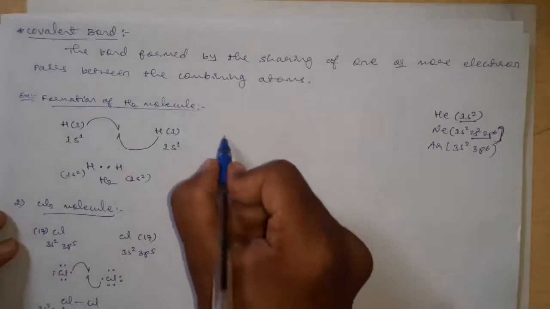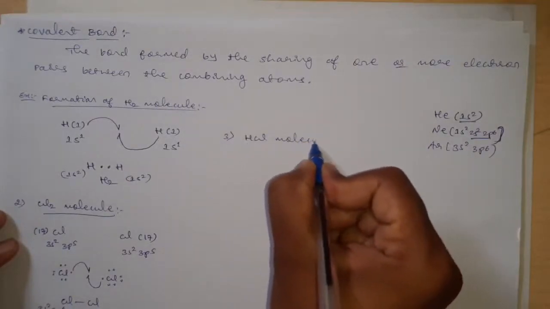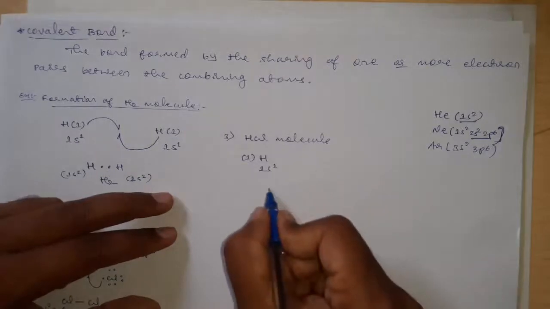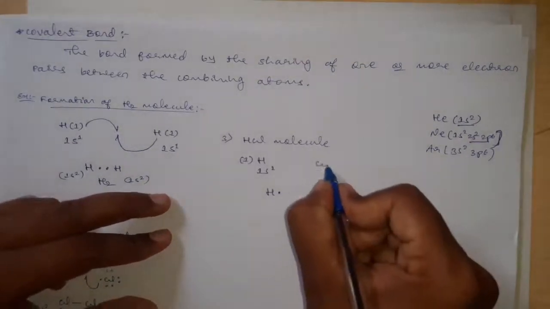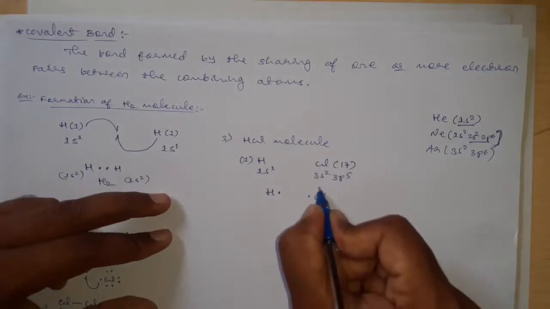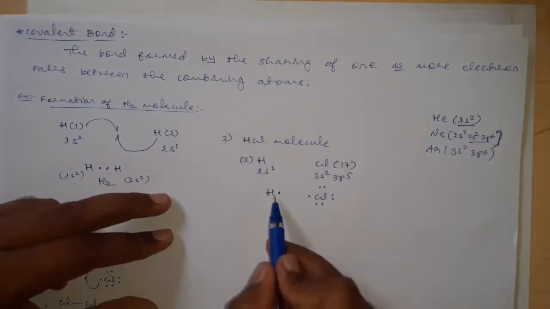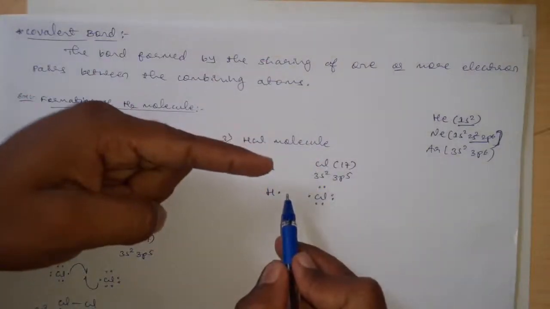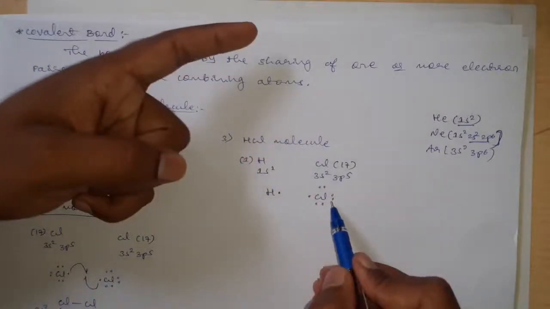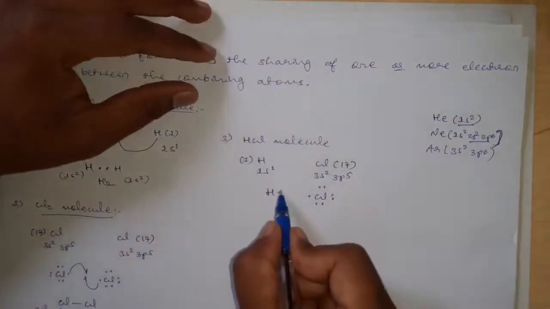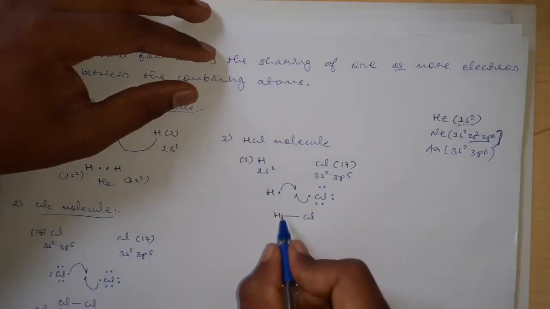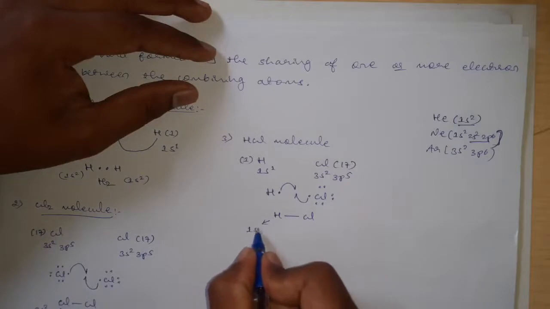Or take another example, the formation of the HCl molecule. Hydrogen with atomic number 1 and electronic configuration 1s1 has an electron dot structure of this type, and chlorine with atomic number 17 and valence electronic configuration 3s2 3p5 has an electron dot structure of this type. Hydrogen requires only 1 electron to get the stable configuration of its nearest noble gas, 1s2, and chlorine requires only 1 electron to get 3s2 3p6. Therefore, these two share 1 electron each, resulting in the formation of a bond in HCl, and hydrogen has a stable electron configuration of 1s2.